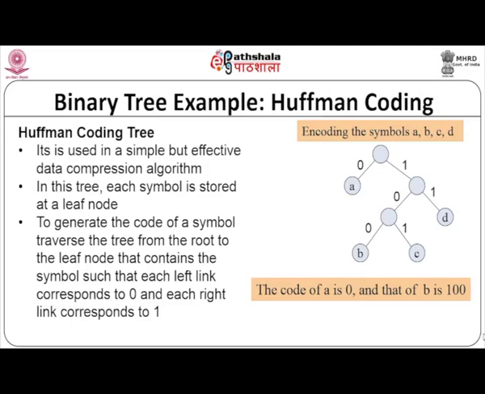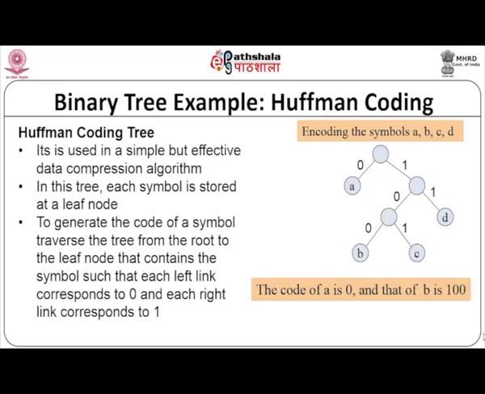In this tree, each symbol is stored in a leaf node. Where we stored operands earlier, here we are storing the symbols that we want to represent. To generate the code of a symbol, you traverse the tree from the root and reach the leaf that contains the symbol, such that each left link corresponds to 0 and each right link corresponds to 1. So, the code of A is 0, the code of B is 1 0 0, the code of C is 1 0 1, and the code of D is 1 1. So, this is the encoding of the symbols A, B, C, D.